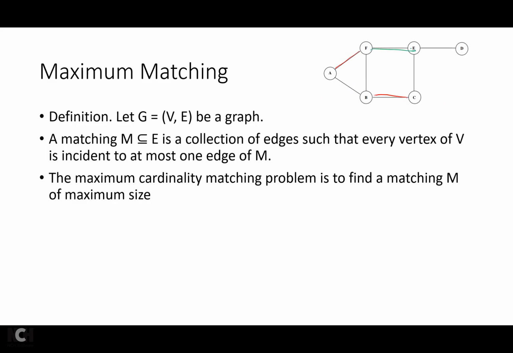And this one corresponds to another matching. So if this edge has been selected, it means the other related edges will not be selected, because we want to make sure every vertex is incident to at most one edge in this matching.